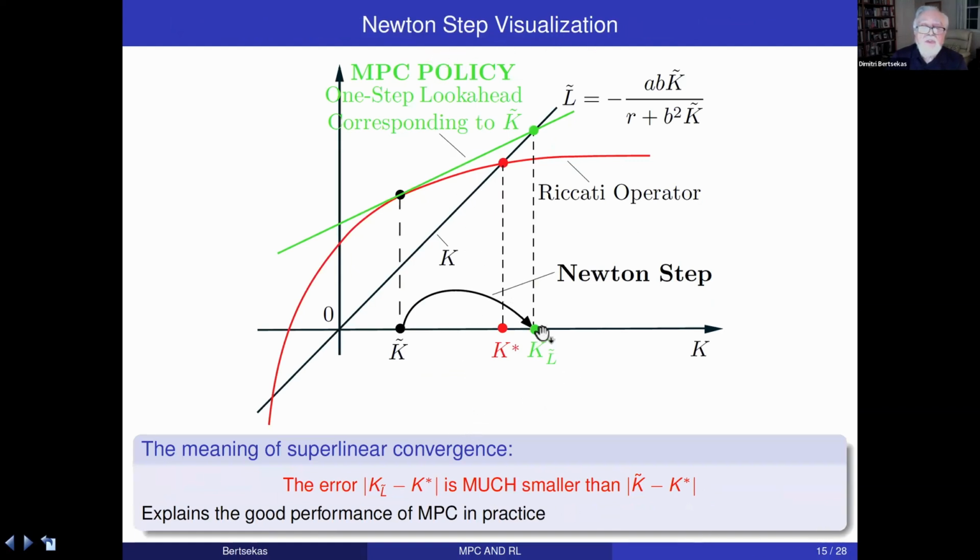Visually, here's the Newton step. We look at the cost function approximation k tilde, linearize at this point. This is the line corresponding to the MPC policy with one step look ahead. And then at the point of intersection, we go down to compute the cost coefficient of the MPC policy. And the mapping that takes k tilde into KL tilde is the Newton step.